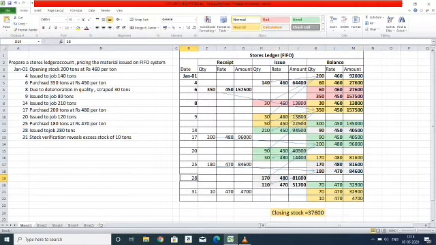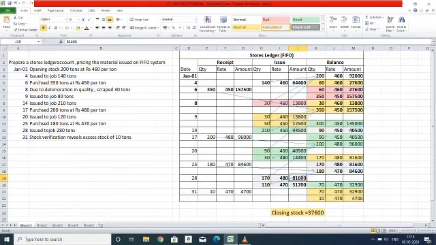Then on January 28 we are again issuing 280 tons. Now we have two lots here, this 170 and this 180. Our method is the FIFO method, first in first out. So we have to use this 170 first. We take this 170, its rate is 480, then the amount comes to 81,600.